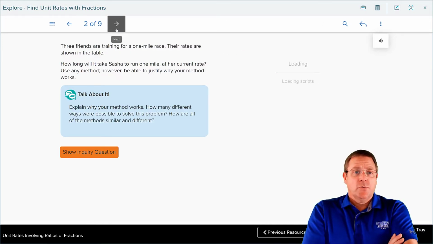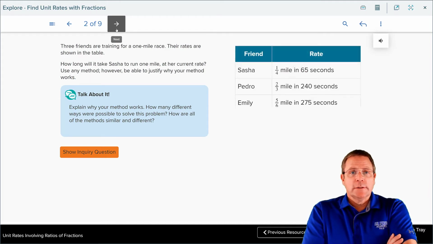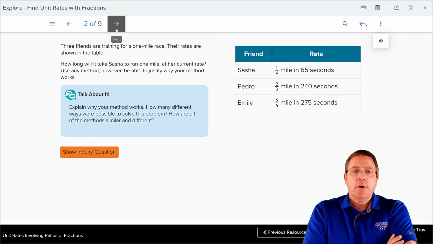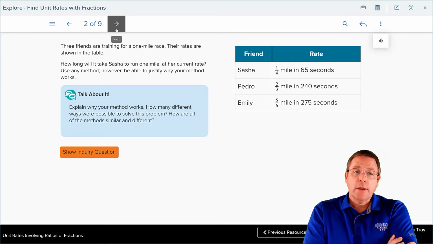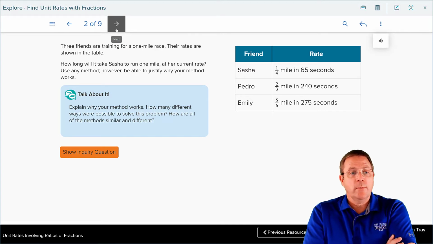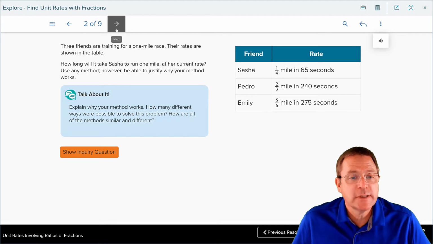Three friends are training for a 1-mile race. The rates are shown on the table. How long will it take Sasha to run 1 mile at her current rate? Use any method. However, you have to justify your method. You need to be able to explain why your method works and how many different ways are possible to solve this problem. How are all methods similar?